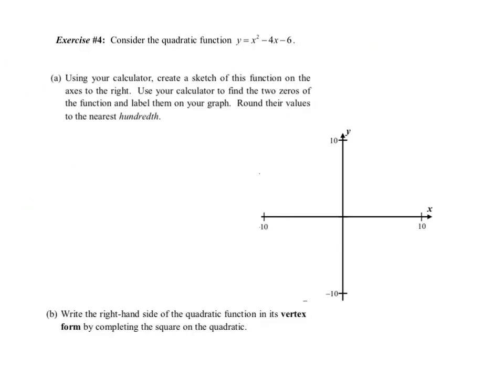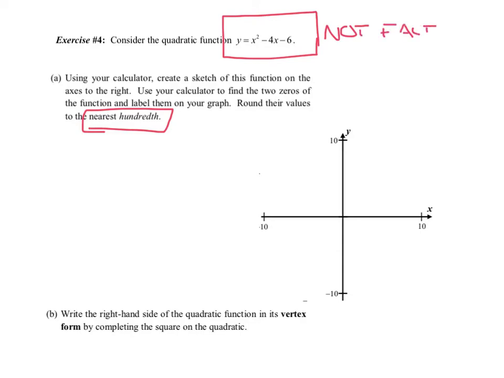Exercise 4. Consider this quadratic. Using your calculator, create a sketch of this function on the axis to the right. Use your calculator to find the two zeros of the function and label them on your graph. Round those numbers to the nearest hundredth. Now, why are they telling me to go to the calculator? Well, notice you cannot factor this. So again, I'm just going to go to the calculator and find my table.